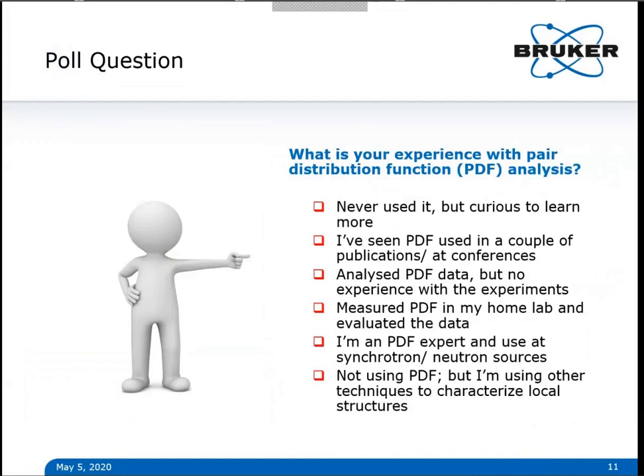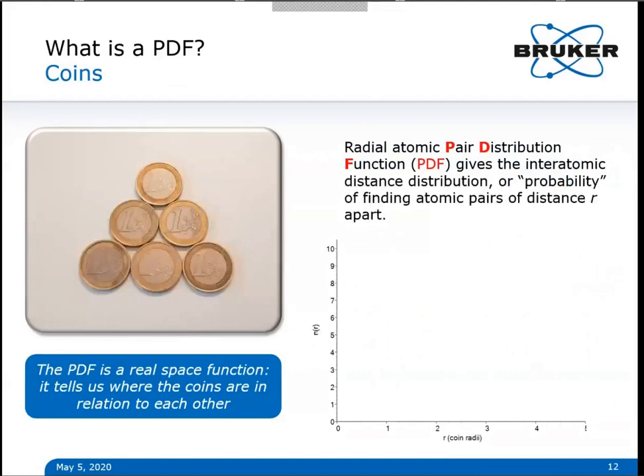Michael, over to you. Okay, thank you, Christina. So as we've seen, we get a little bit of a better understanding of why you would want to use PDF. So now I'll talk a little bit about what exactly the PDF is. So let's have a closer look at what it can tell us. The pair distribution function, or PDF, gives the interatomic distance distribution, or probability of finding atom pairs at a certain distance, r, apart.